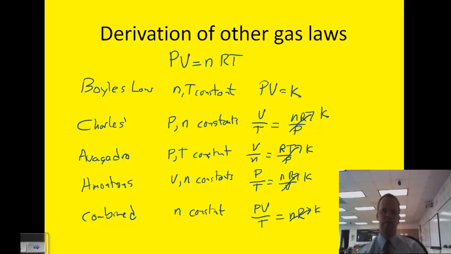And you can see you can even do relationships between, say, V and P and R and T. So let's say one of the relationships we haven't used, the relationship between pressure and number of moles. You could do P over N equals a constant by doing nRT over V on the other side of the equation. So you can come up with all kinds of relationships.